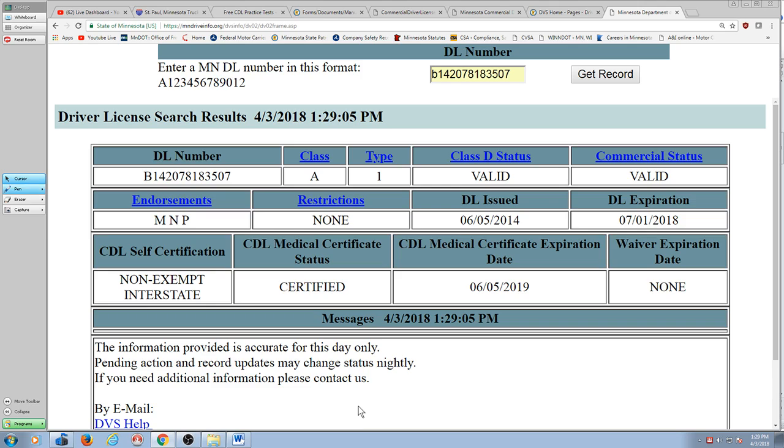So I have a Class A license. My Class D is valid. My commercial is valid. Here are my endorsements: motorcycle, double, triple, tanker, and passenger. My medical self-certification, okay? I'm non-exempt interstate, and my medical health card, I'm certified, it expires on 6/5 of 2019. So the state knows when your health card is going to expire, all right? Now, this is really important, okay?